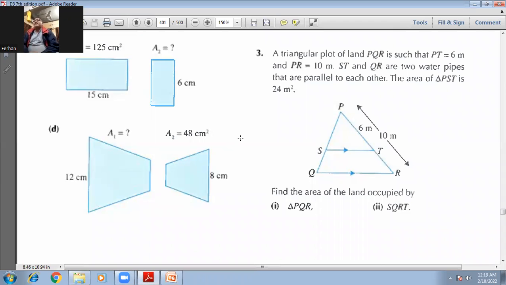So the strategy is very simple because the PQR, the big triangle, and the PST, the small triangle, are similar to each other. If you want to prove that they are similar to each other, the methodology is very simple.